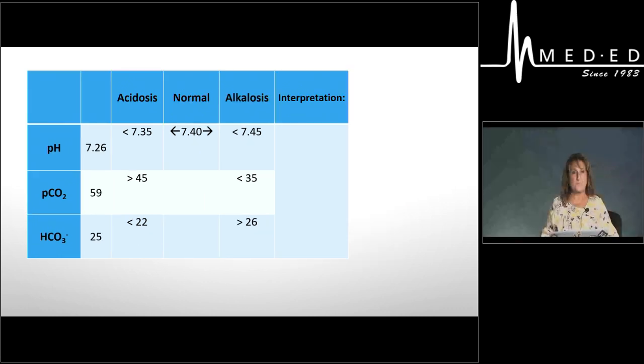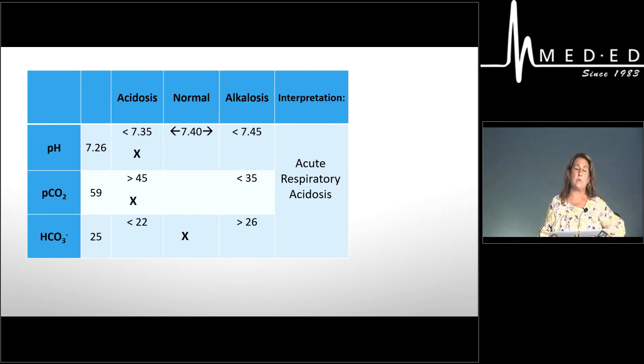Okay, so the next one, the pH is 7.26. In this case, it's acidosis. The PCO2 is 59, and that's also acidosis. And then the bicarb is 25. That represents a normal state. So here our blood gas interpretation is, where's our pH? It's acidotic, and which one of our other factors is on the same side, so to speak, as our acidotic pH? It's the respiratory system. So it's an acute respiratory acidosis.